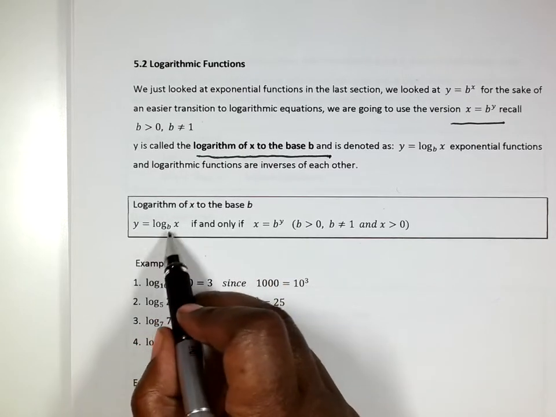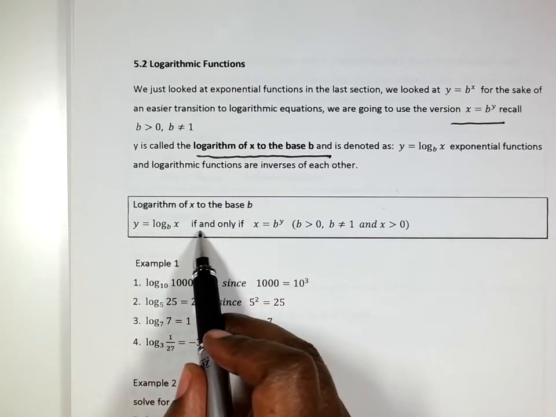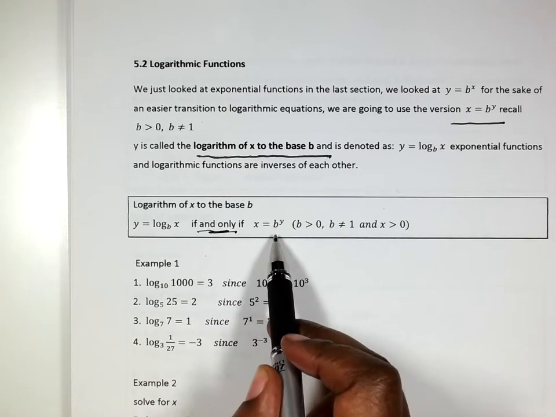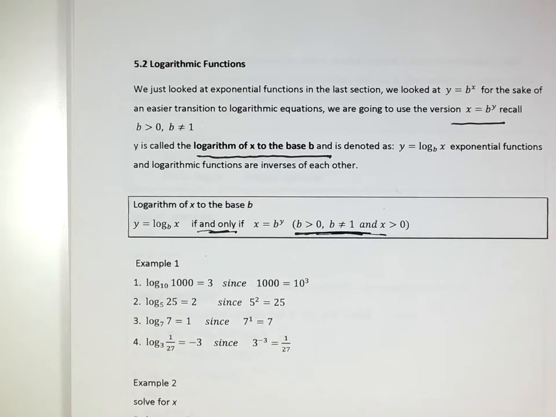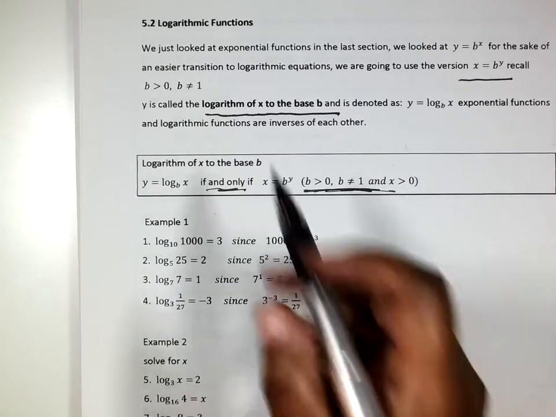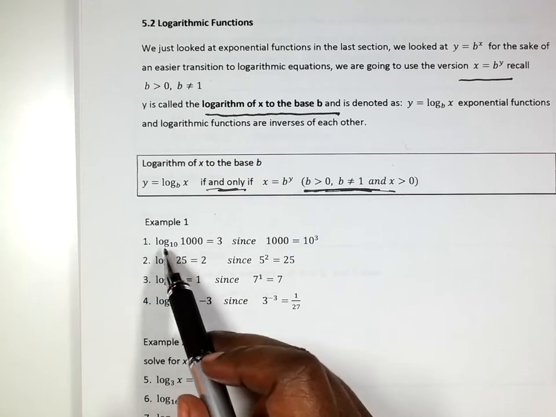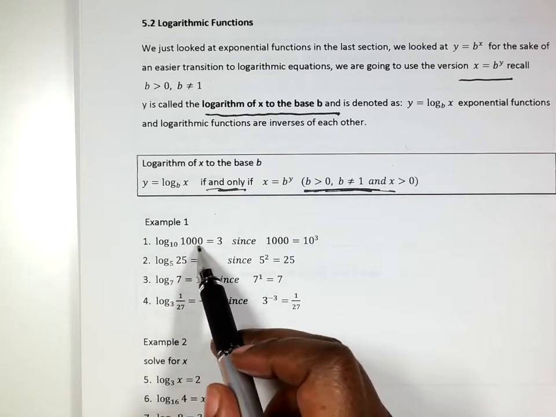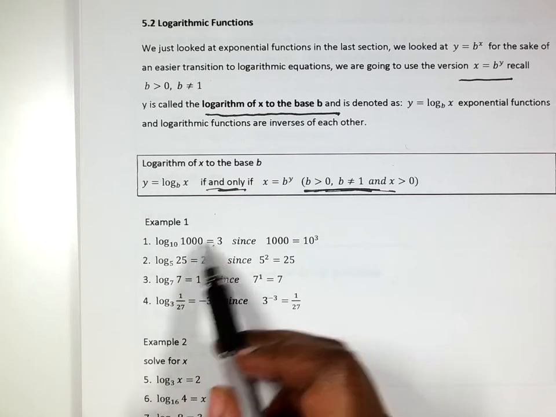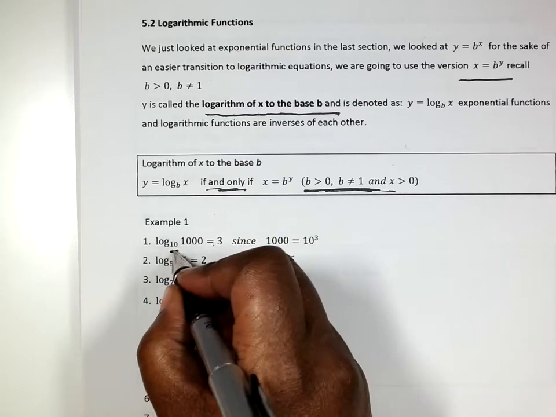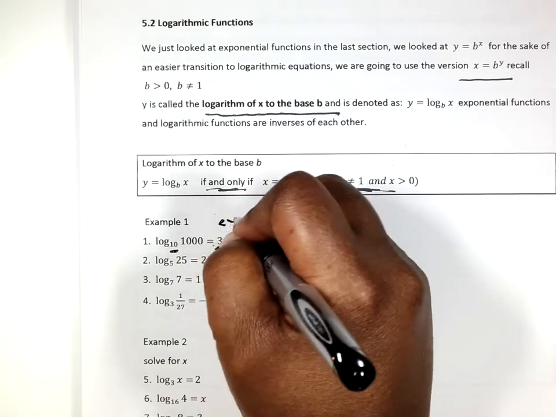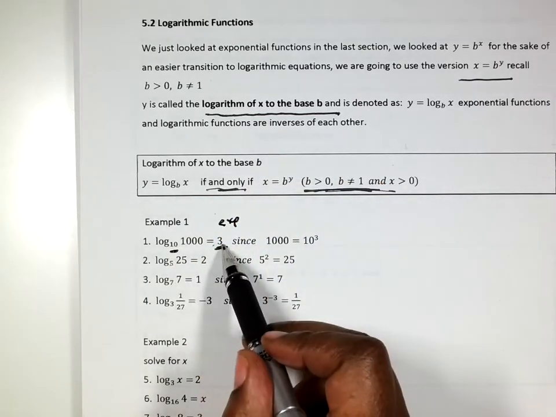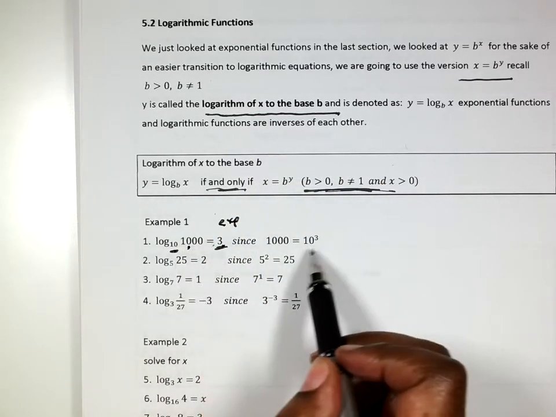So y equals log base b of x if and only if x equals b to the y. And again, this is really important, that base has to be positive but not 1. So here's some examples of logarithms. So we have log base 10 of 1,000, and that's going to equal 3 because this base 10 to this exponent, so 10 to the third power, is equal to 1,000.